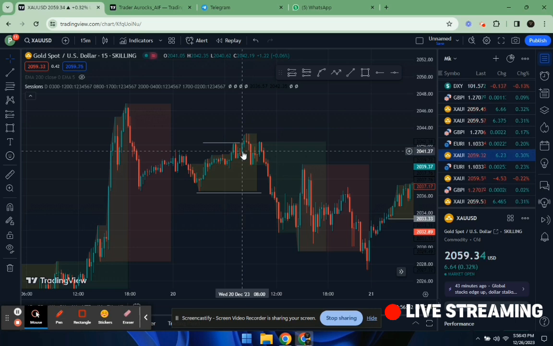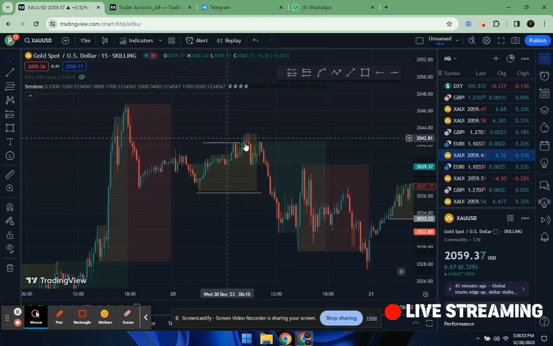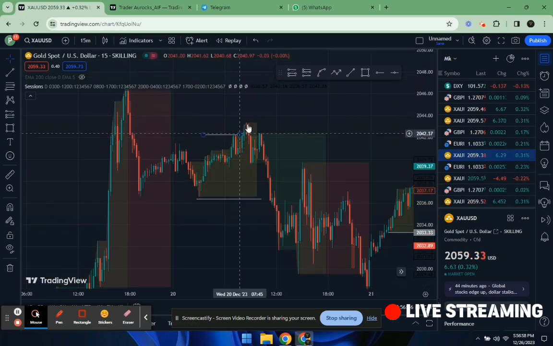But yeah, it opened by 8 and then it went up, it took out the Asian high, swept it out, and then after we're seeing all this rejection, we can just scale down to 1 minute again.